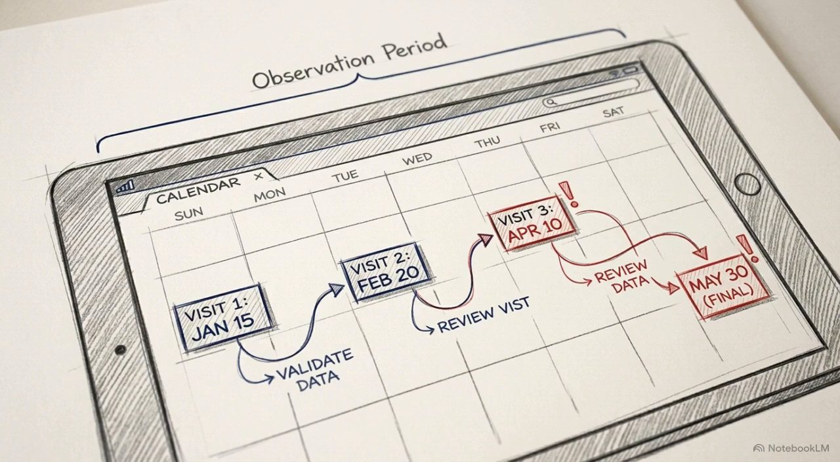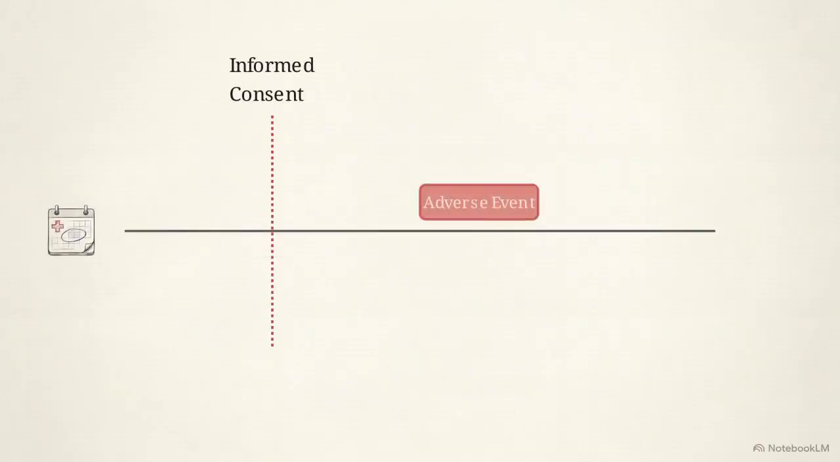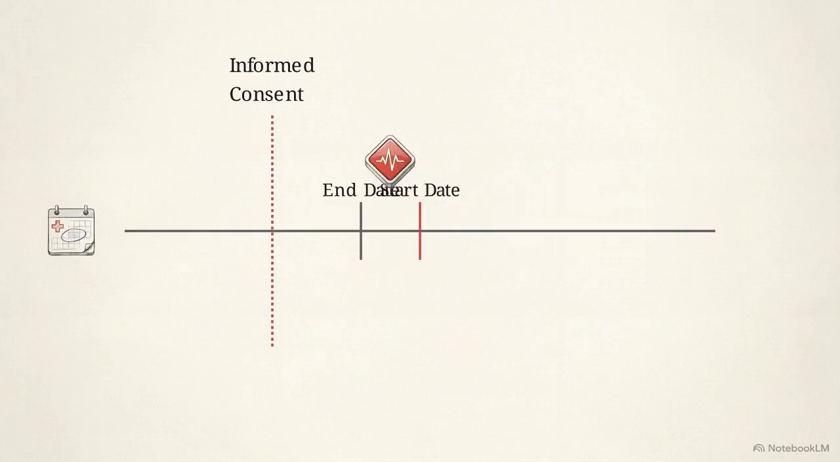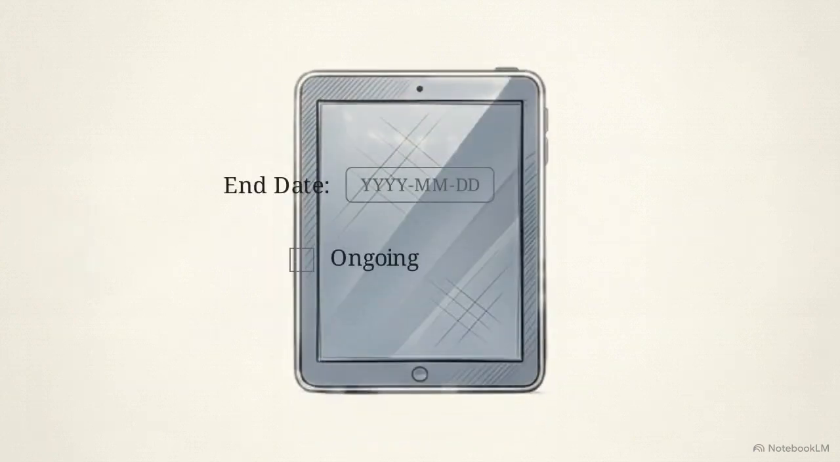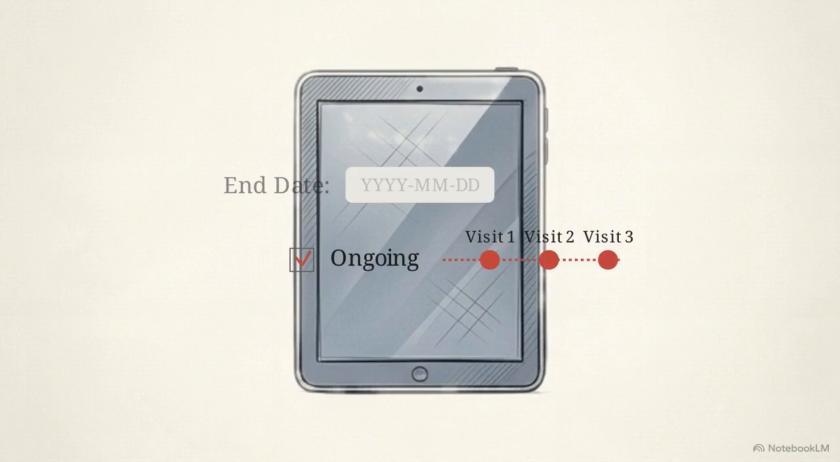Beyond definitions, adverse event data is time-sensitive. The database must enforce strict temporal logic. In this timeline, the system validates the start date, ensuring an event cannot be placed before informed consent or trial enrollment. The system also requires an edit check for the end date. A validation error appears if the end date occurs before the start date. For events that haven't resolved, the design needs an ongoing status checkbox, so the condition is tracked through subsequent follow-up visits.